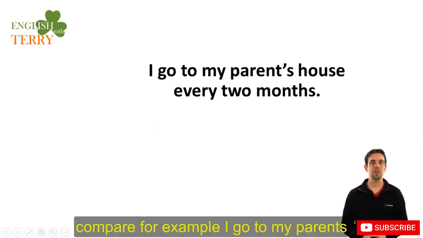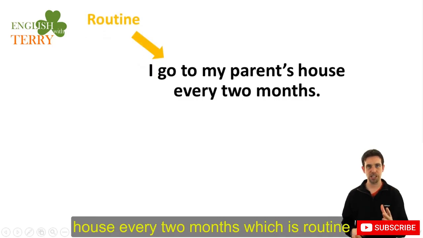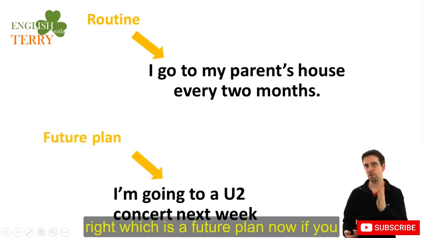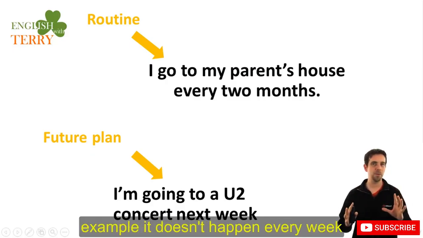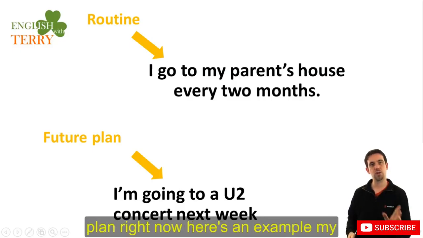Now, let's compare, for example, I go to my parents' house every 2 months, which is routine, and I'm going to a U2 concert next week, right? Which is a future plan. Now, if you think about the U2 concert, it's just an example. It doesn't happen every week. It's not a routine. It's just a future plan, right?